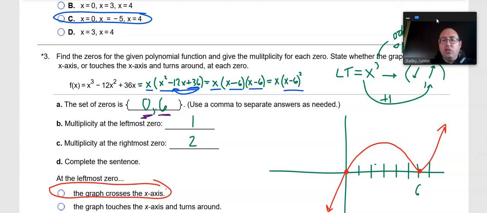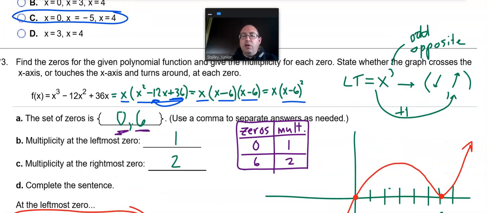Okay, the multiplicity issue is coming here. Let me draw a chart for you. So from this I made a chart. The zeros are actually 0 itself. That comes from the plain old x. And then 6 that comes from the x minus 6. We can see that the multiplicity, which is the number of times something repeats as a factor, well, the first x is all by itself, so that's a multiplicity of 1, which is an odd multiplicity. And then the x minus 6 repeats twice. That's an even multiplicity.